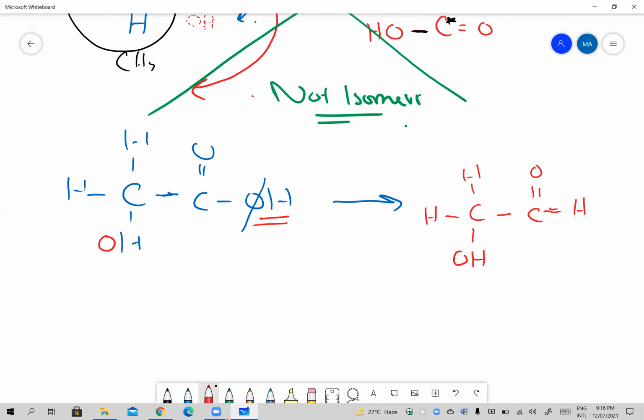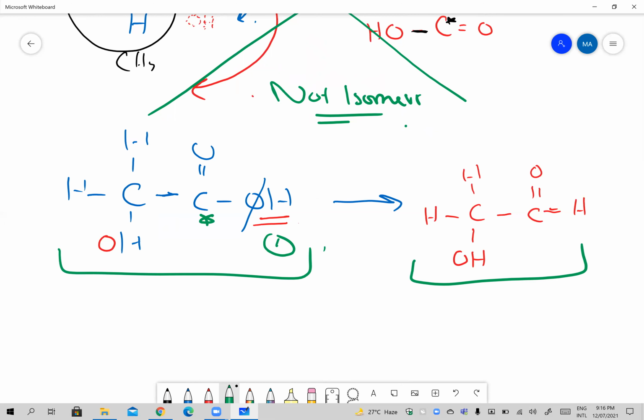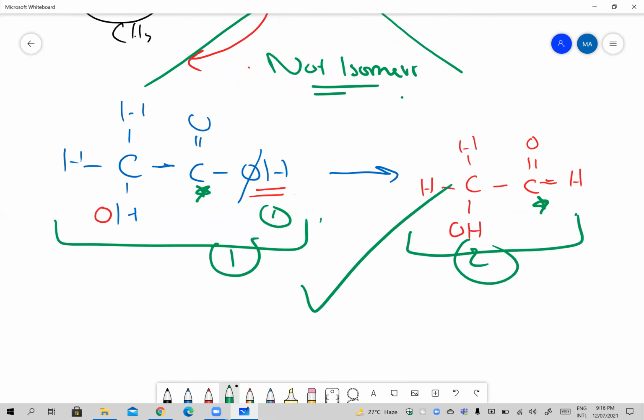So now if you notice, this is a different compound and this is a different compound. Why? Because oxygen in compound number 1 was connected to this carbon with a star, whereas oxygen in compound number 2 is connected to the other carbon here. So now we've altered the connectivity. So this is why 1 and 2 are isomers of each other. So they classify as isomers.